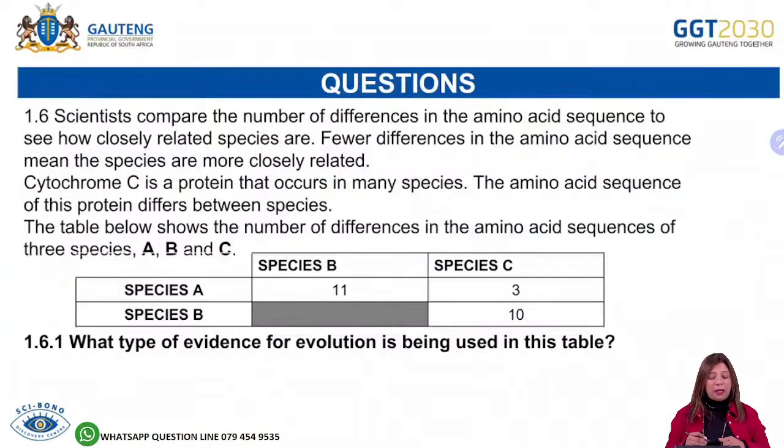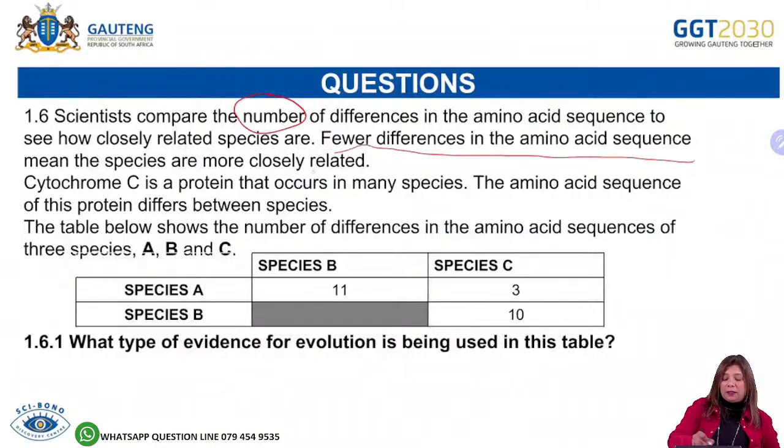Let us read what they are saying. They're saying scientists compare the number of differences in amino acid sequence. Are they asking us for the type of differences? No, they're talking numbers here. Okay? Differences in the amino acid sequence to see how closely related the species are. Fewer differences in the amino acid sequence means they are more closely related.